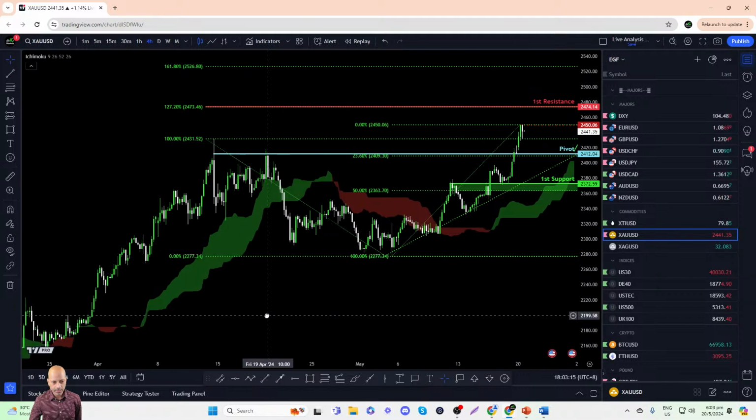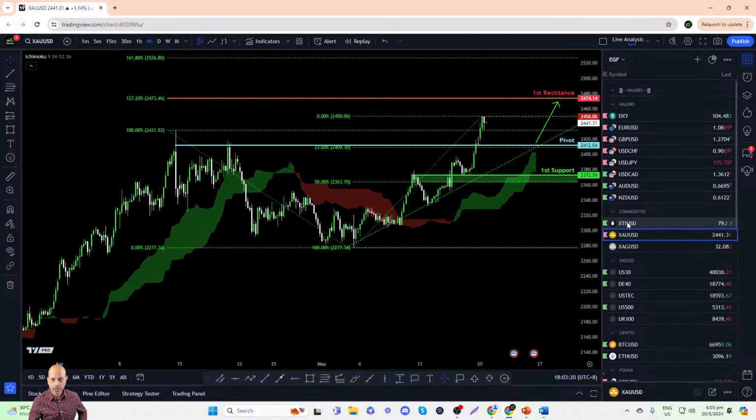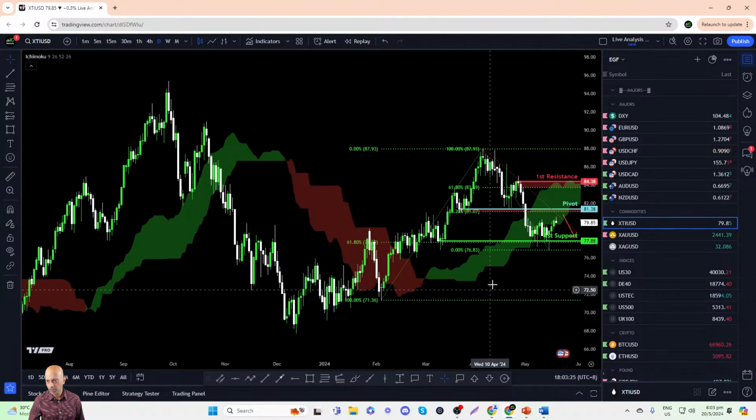All right, so these are the key levels for gold. Anything else for gold that I can see? No, probably not. All right, then let's move on over to crude oil. XTI USD is the instrument that tracks the WTI crude oil futures.